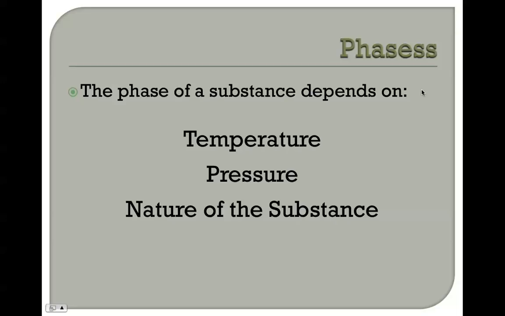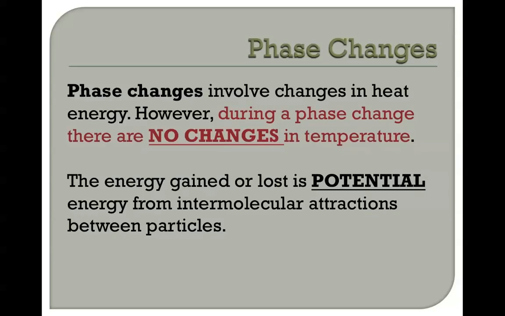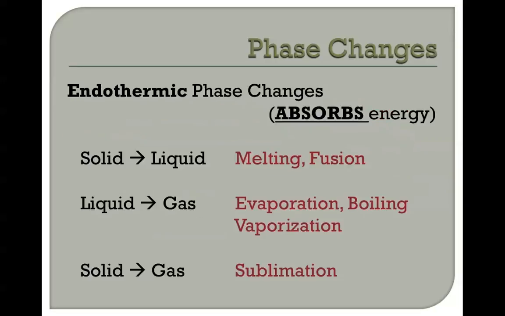Now, the phase of a substance depends on three things: the temperature, pressure, and also the nature of the substance. We're going to focus mostly on temperature in this unit, but we're also going to eventually swing this back to pressure and the nature of a substance later in the year. So phase changes involve changes in heat energy. However, a phase change does not create any change in temperature. The temperature stays the same the entire way through a phase change. Energy gained or lost is solely potential energy from the interactions that occur between particles.